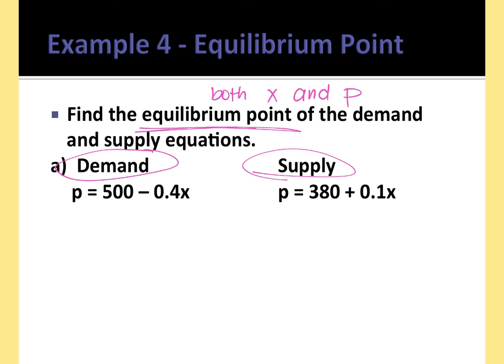So in this example, I would say this is set up easier for substitution. If P equals 500 minus 0.4x, and then the other side, P equals 380 plus 0.1x, I could literally take this, plug it in, and just set these equal to each other.